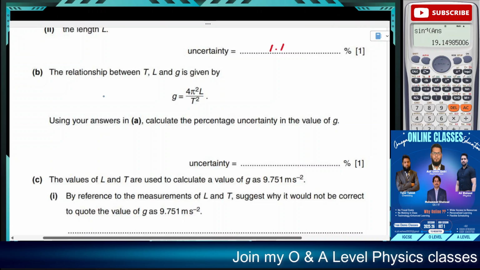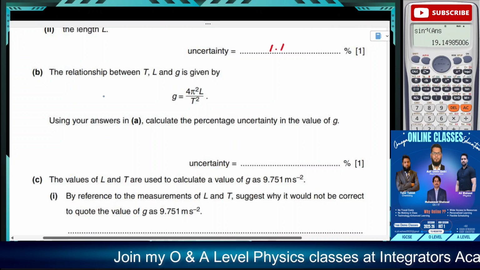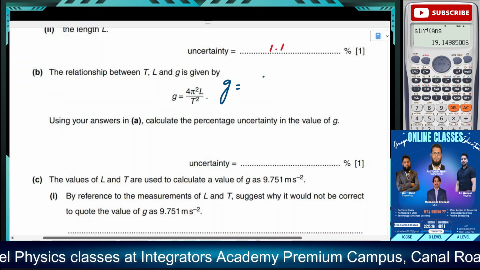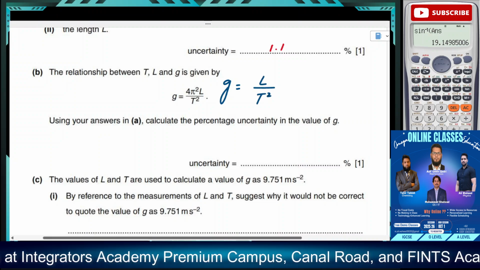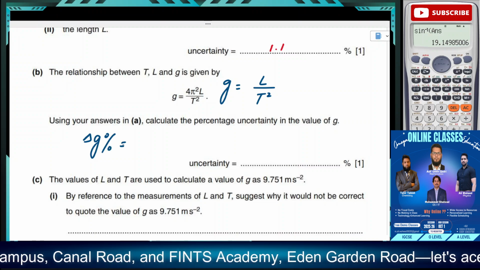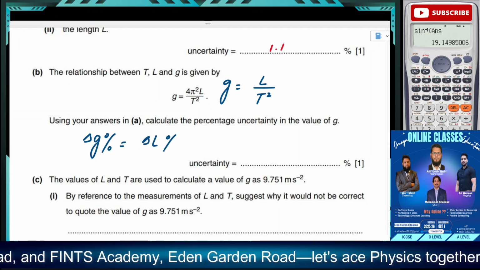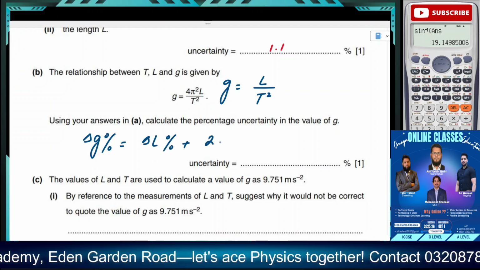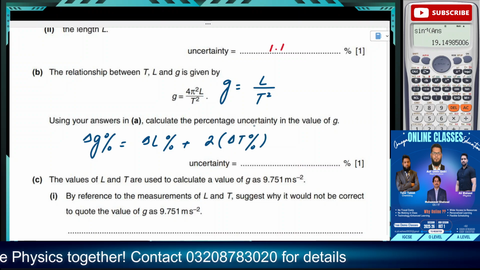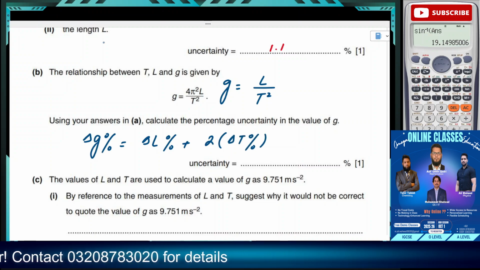Okay, then you need to find the percentage uncertainty in the value of g. So I'm going to ignore all the constant numbers. They have no use for the percentage uncertainty. So the percentage uncertainty in g would be equal to the percentage uncertainty of L plus twice the percentage uncertainty of time. Why twice? Because it's t raised to the power 2.